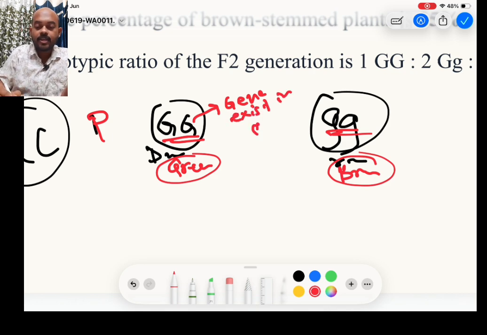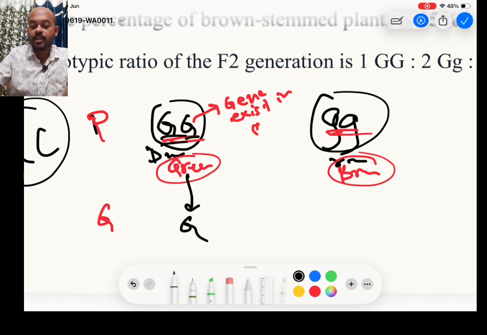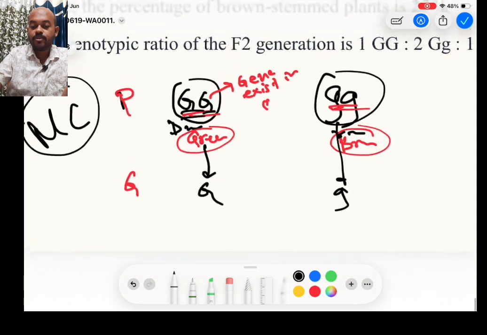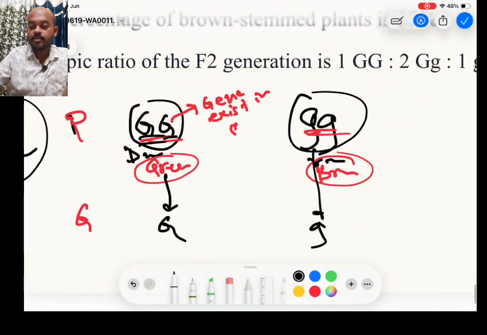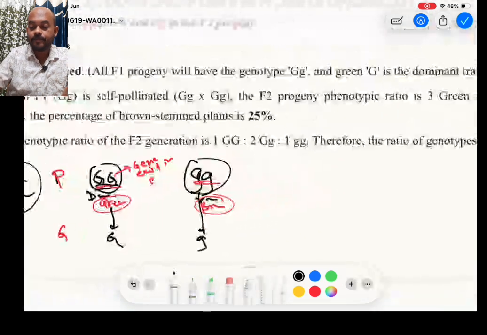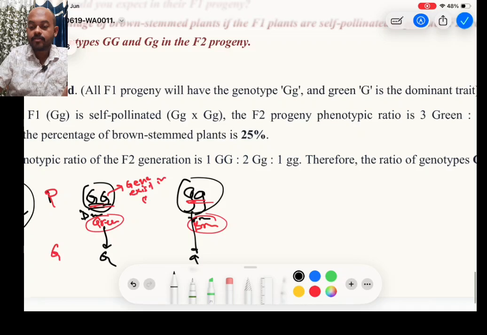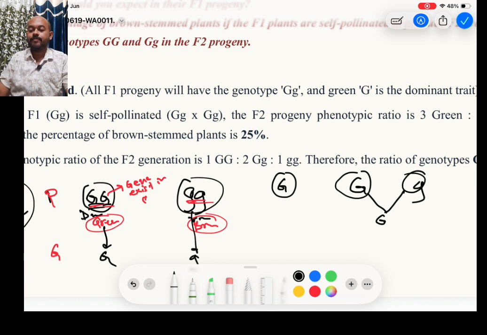Now the next step is gamete formation. In gamete formation, what happens? The alleles will segregate. As both are capital G, one G will come here, and from the other, one small g will come here. Now they will fuse among themselves. Here the space is less, so let me write the gametes over here. Capital G and small g are there. Now both will fuse and it will become capital G, small g.